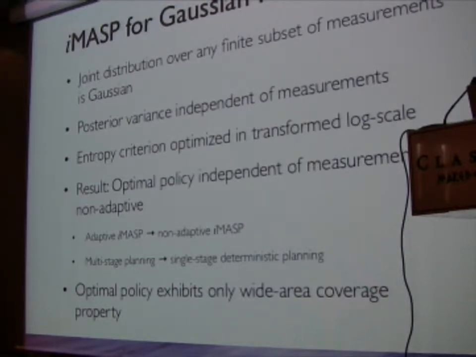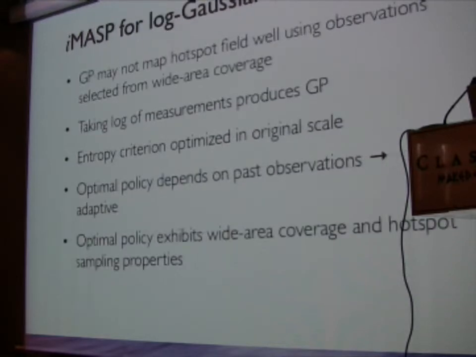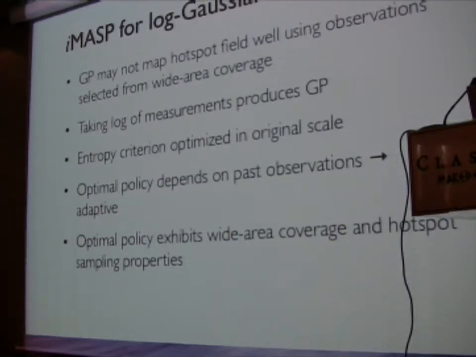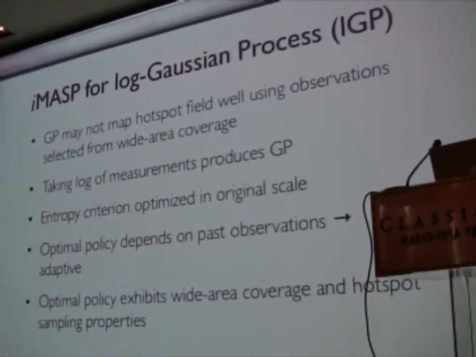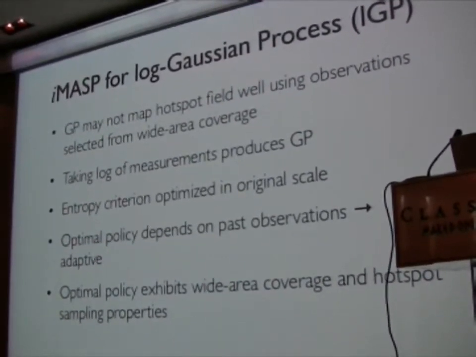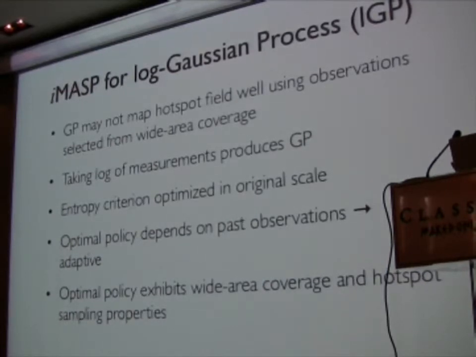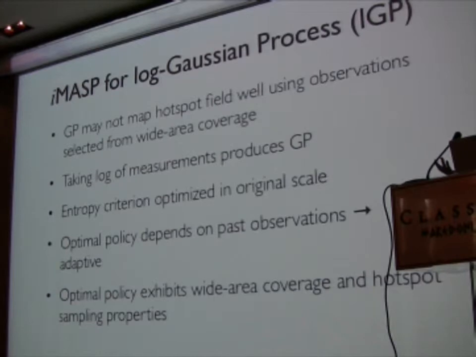So what this means is that the adaptive IMSP can be transformed to a non-adaptive one, and the multi-stage planning process can be reduced to a single-stage deterministic planning problem. Now, if you look at the policy later on, it will exhibit only wide area coverage property. What this means is that it sends the robots out into sparsely sampled areas. Using the observations selected from the wide area coverage by the Gaussian process, it may not map the hotspot field well, because the hotspots with highly varying measurements are actually undersampled. Those are areas where you see a lot of highly varying measurements.